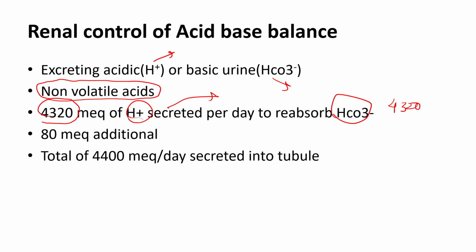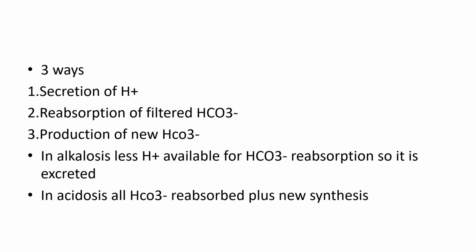So kidney is exchanging bicarbonate with H plus, but we said there is 80 milliequivalents which is produced additionally that should be handled. So totally kidney is handling around 4400 milliequivalents per day. Kidney handles the changes in pH by either secreting H plus, reabsorbing bicarbonate, or producing new bicarbonate.